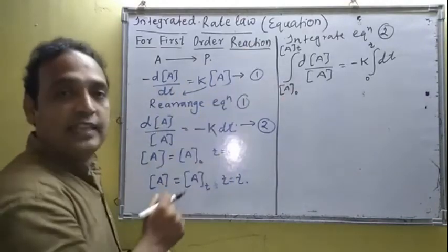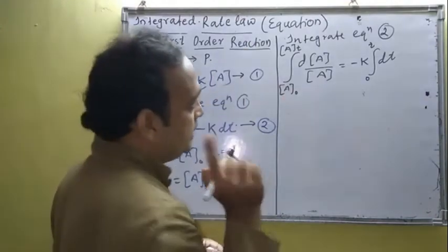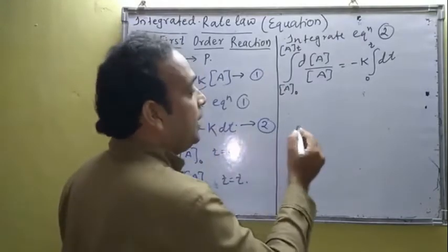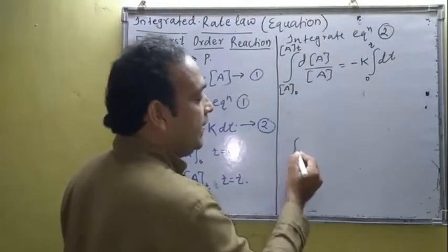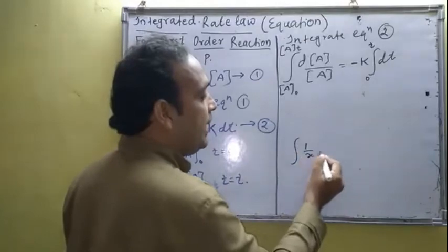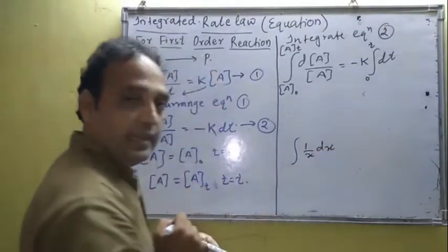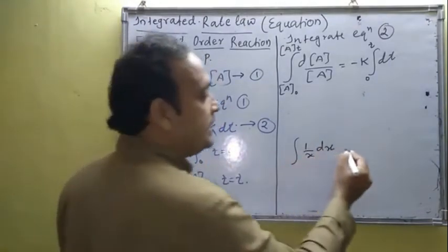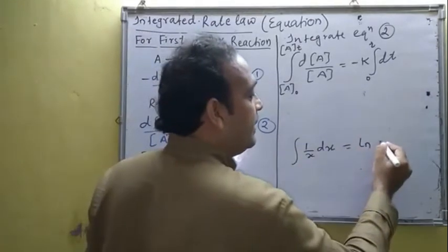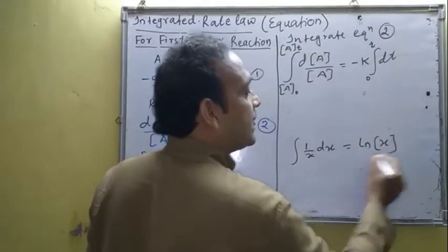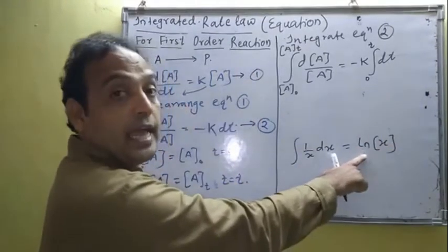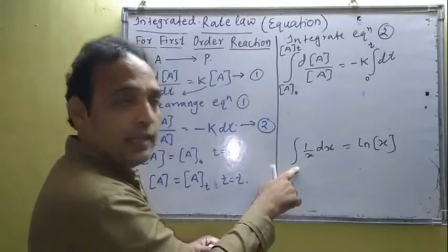Now simplify this equation. Now one mathematical rule is given: integration of 1 by x dx is equal to ln of the variable x. Now ln is the natural log. This is the mathematical rule.